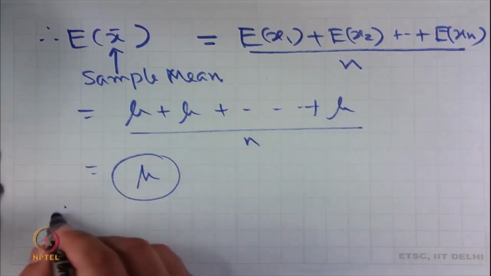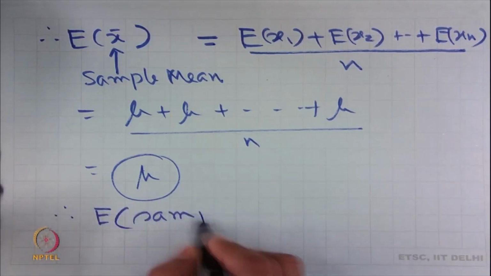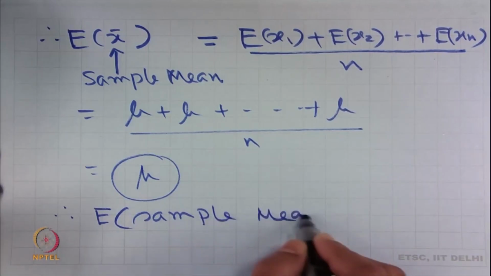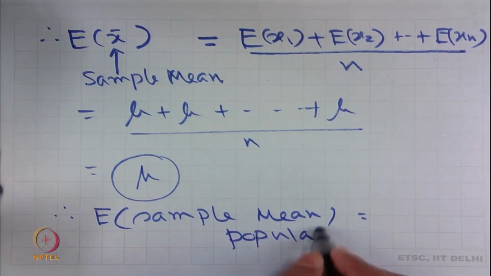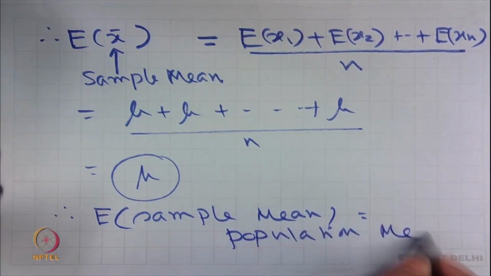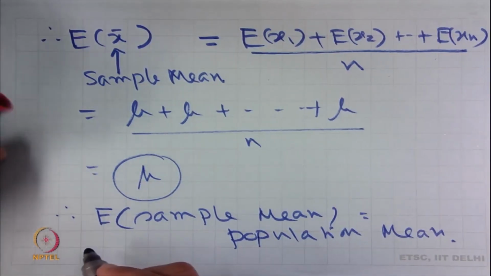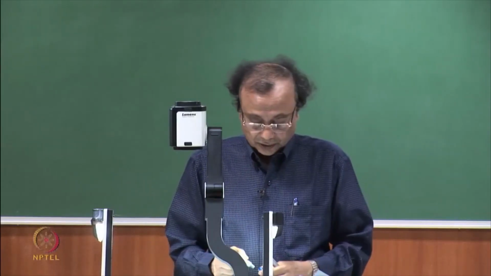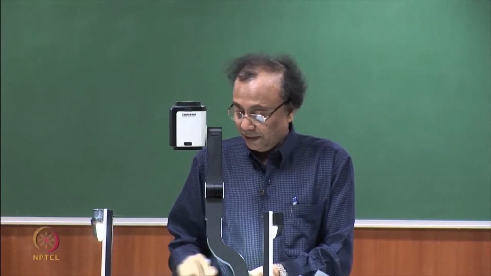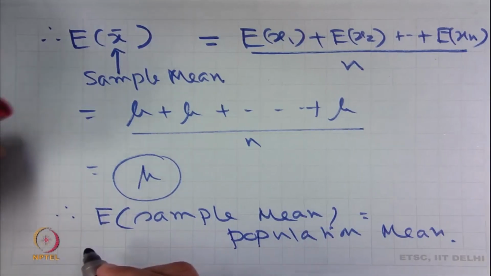Therefore, expected value of sample mean is equal to population mean. Okay. Thus, we can see that sample mean can be used to estimate the population mean.